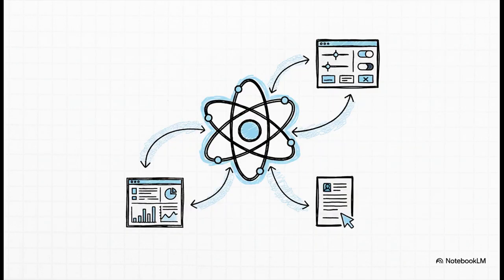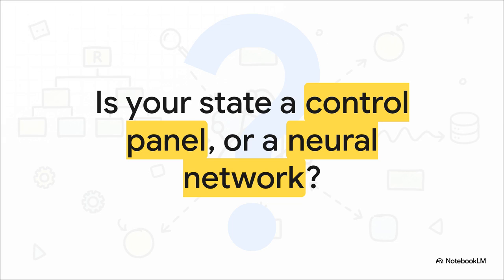So if there's just one thing you take away from all this, let it be this. Recoil is your go-to solution when you need to manage a web of complex, computed, and interconnected data. It's truly built for the kind of dynamic applications we're building today. And that leaves us with one last question, a question for you to think about. As you plan your next project, think about the nature of its state. Are you building a simple control panel, or are you architecting a complex, interconnected neural network? The answer to that question will guide you straight to the right tool for the job.